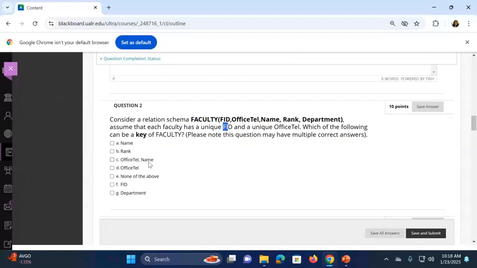Then office telephone number together with name is not considered a key. Why? Because name is redundant, meaning that without name, office telephone number is still a key. You understand?